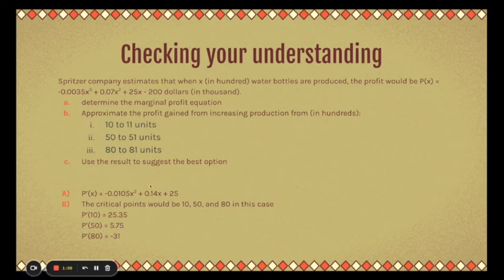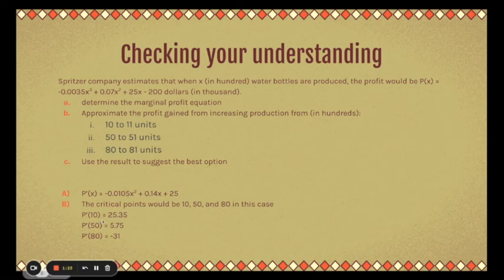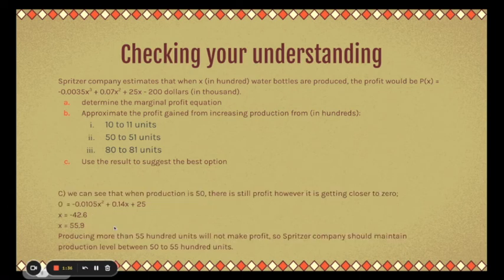Next, we do C. Use the result to suggest the best option. So we can see that when production is 50, there is still profit. However, it's getting closer to 0. So we go back to the previous one. As we can see here, 50 and 80, it's between them that the value crosses zero, right? So we can tell that it is going closer to 0.